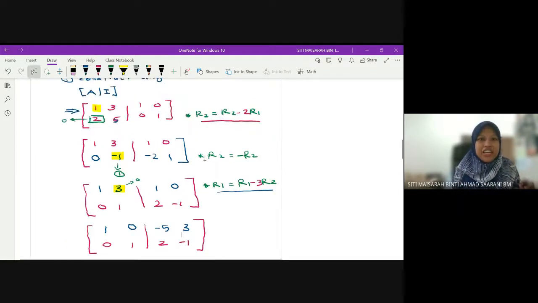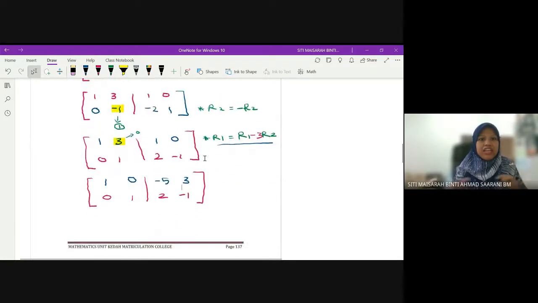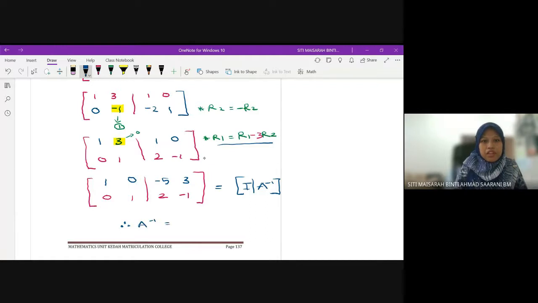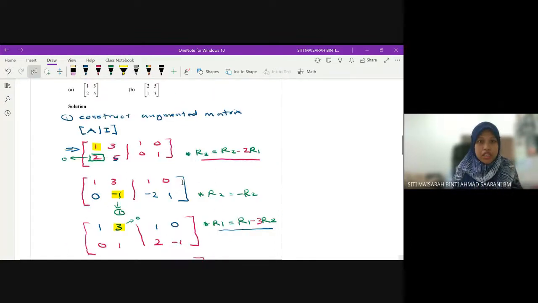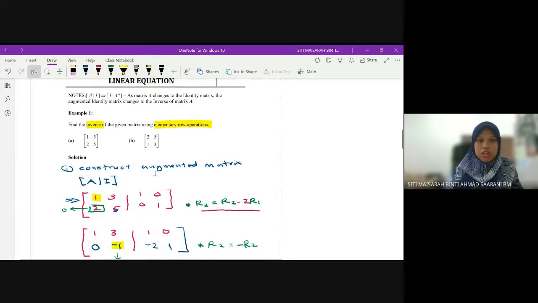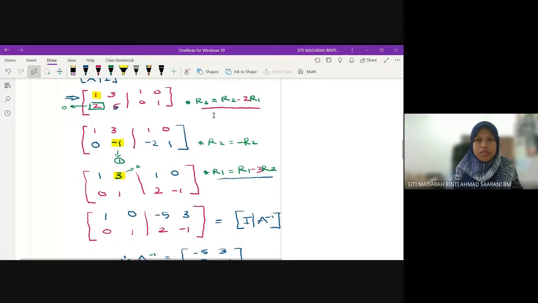So finally, we get this augmented matrix, which is equal to I A inverse. So our A inverse is negative 5, 3, 2, negative 1. This is your A inverse for this case. For B it is also the same, the process is the same, what differs is the operations.